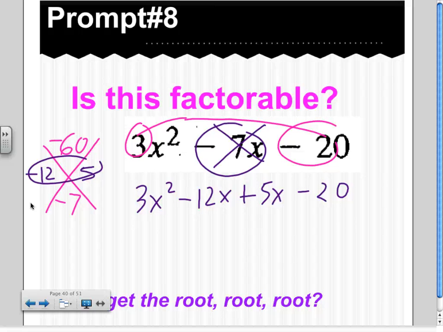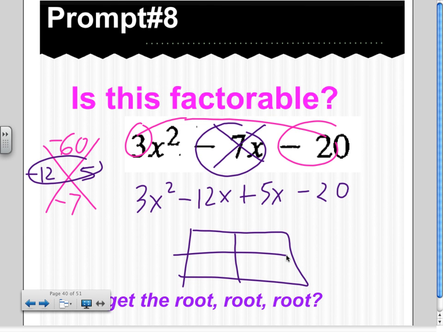Okay. So here's the box. What do I put in this box? 3x squared. Next, negative 12x. Next, 5x. Next, negative 20. Now, what do I take out on my top row right here? 3x. Okay, so I can certainly take out 3x.